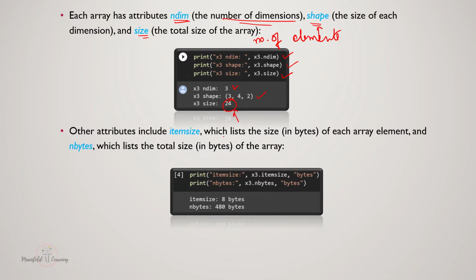Apart from this, we also have other attributes in the NumPy library. There is itemsize, which returns the size in bytes of each array element. And we've got nbytes, a special attribute which returns the total size of my NumPy array. In this scenario, 8 bytes is the size of an individual element, and 480 bytes is the total size that I have right now.